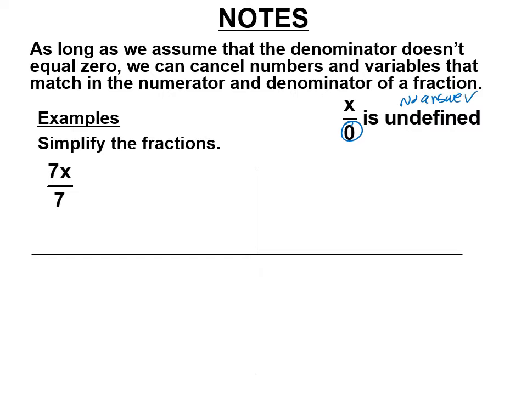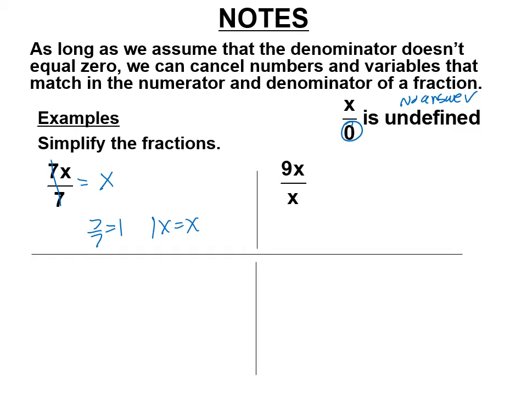And so as long as we assume that x isn't going to be 0 in the denominator, then we can cross out these 7's, and this equals x, because 7 over 7 is what? 1, right? And 1 times x is x.